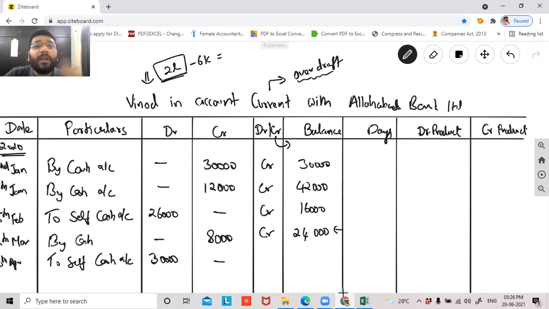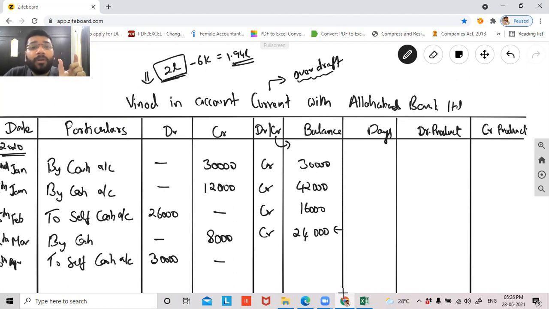It is a loan, but it is called an overdraft facility. It is not actually called a term loan. Loan is correct, but the nature of the loan is overdraft. Over and above what is there in your account, you can withdraw up to the limit that is sanctioned. So 2 lakh rupees, let's suppose, is the limit sanctioned. 6,000 is withdrawn. So what is the balance of the sanctioned limit? Can I say 1.94 lakh? Which means 1,94,000 rupees he can still withdraw. Beyond that, he cannot withdraw.